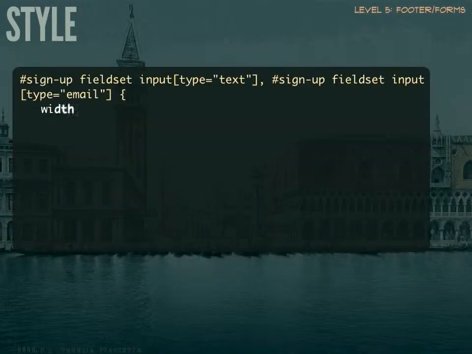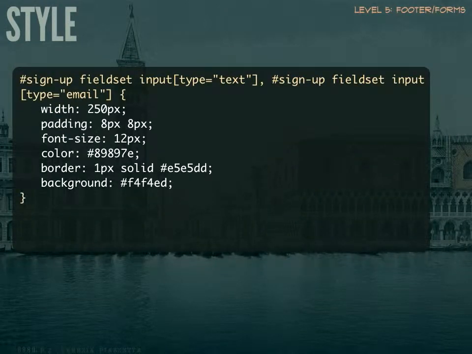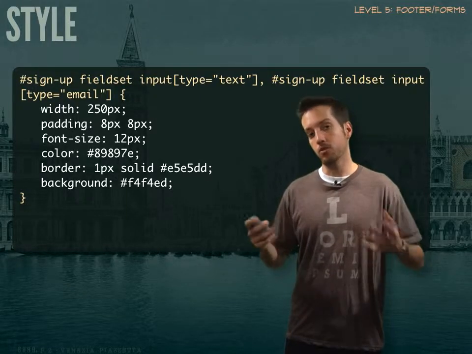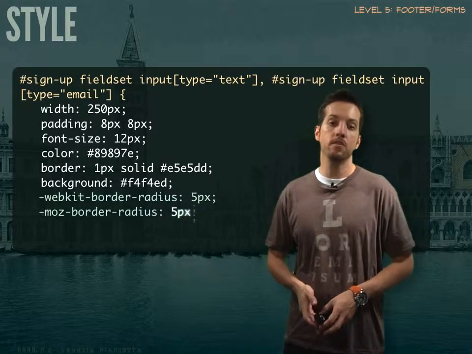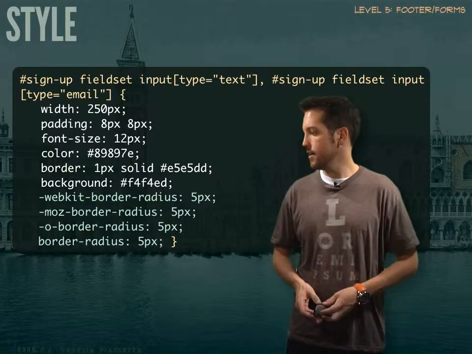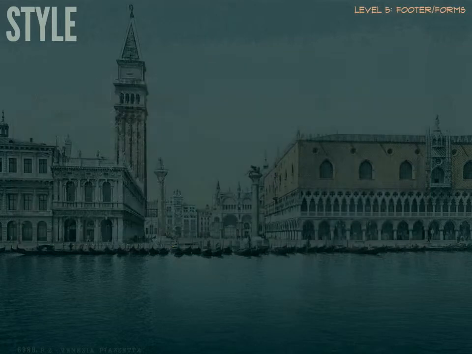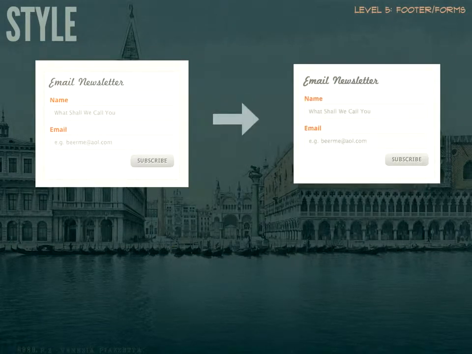Next, we're going to be focusing on styling the specific fields within the email newsletter signup. So as you can see here, we're just going to add our standard border radius property with our vendor prefixes ahead of our standard property. And we're going to add a radius value of 5 pixels. Now, as you can see by these images, we have a before and after. So before, we have just our standard rectangles, and then after, we have our rounded corners.